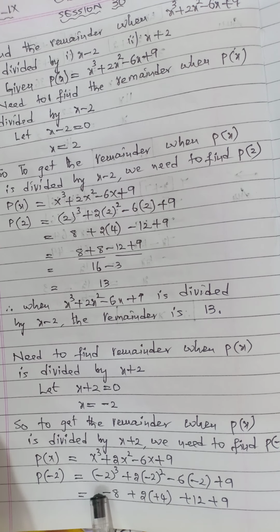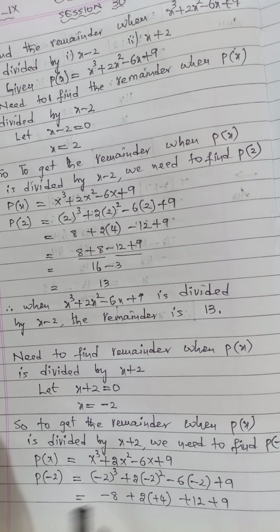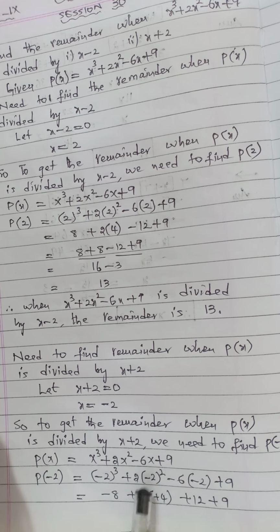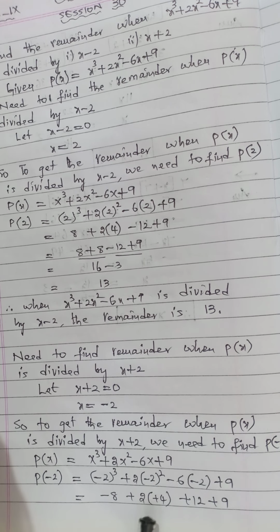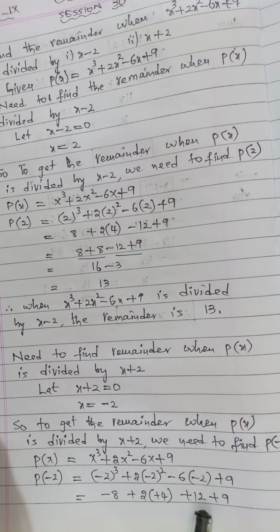Minus 2 cube is minus 2 into minus 2 into minus 2, so you will get minus 8 as the answer. Next, plus 2 into, what is minus 2 whole square? Minus 2 into minus 2 is plus 4. Next, look at this: 6 2s are 12, and minus of minus is plus 12.